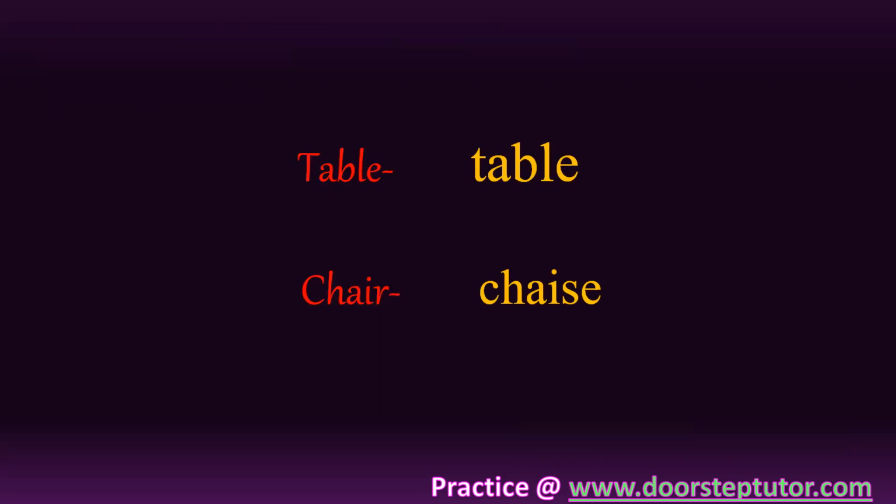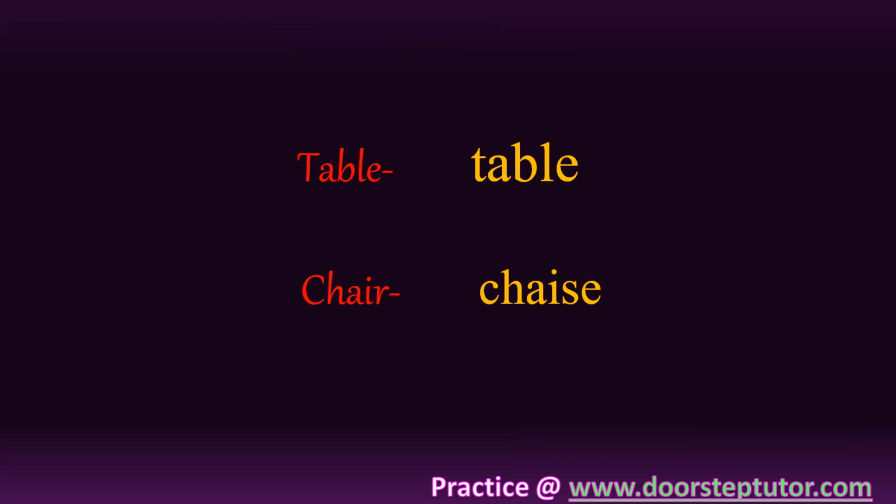The first one is table. We have a table and chair for the student to sit, right? So table in French is the same as in English, spelling wise, but not pronunciation wise. Pronunciation will be table. Table. Okay. So we have table in a classroom, which is known as table.